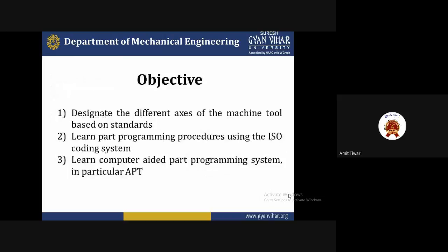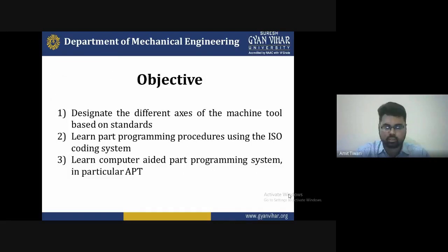The objective of today's lecture is to designate the different axes of the machine tool based on standards, and to learn the part programming procedure using the ISO coordinate system. That is, to learn computer aided part programming systems, in particular APT.